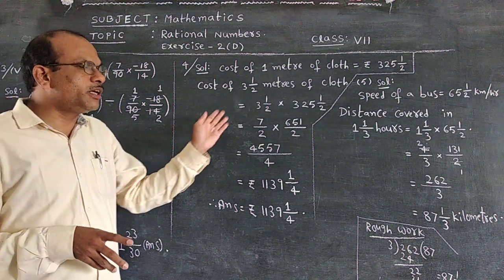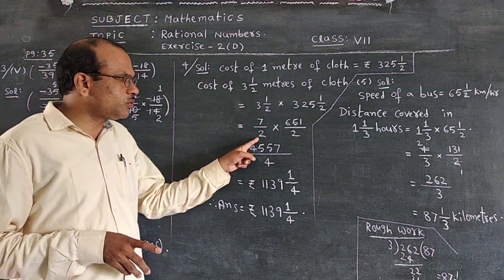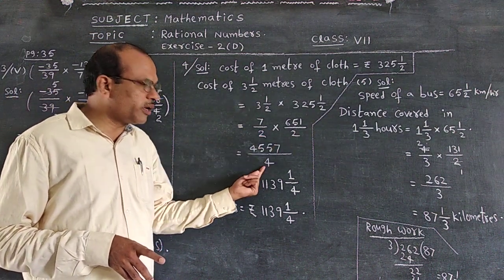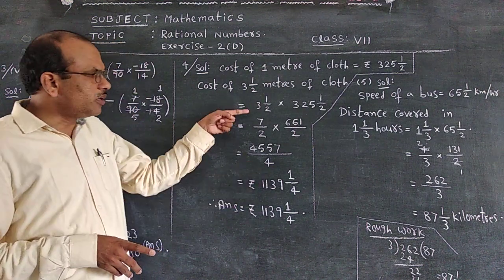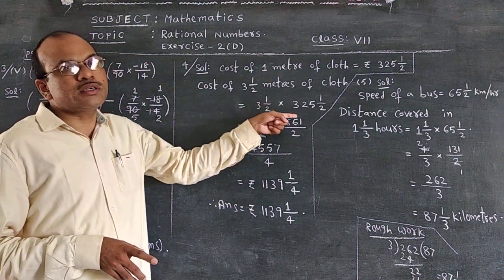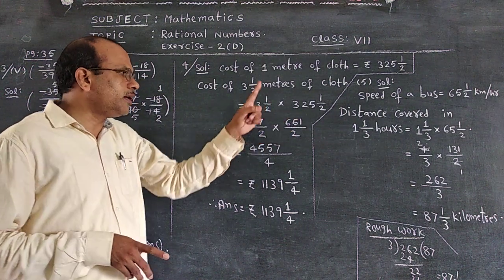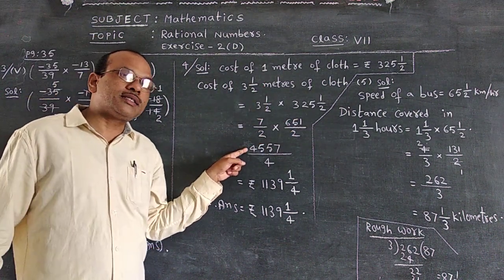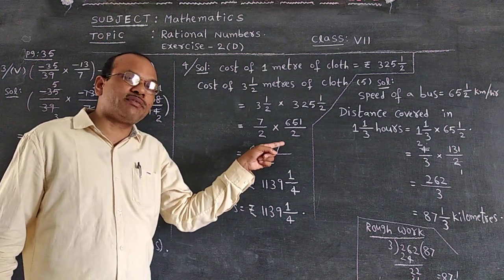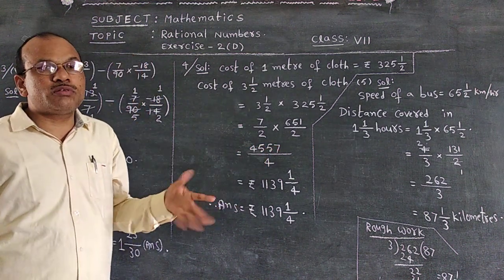That is only multiplication. Denominators 2 and 2, 2 2s are 4. I have written by multiplying them. Numerator 7 and 651, if I multiply in the rough, we will get the answer 4557. Now also no common table to cancel.